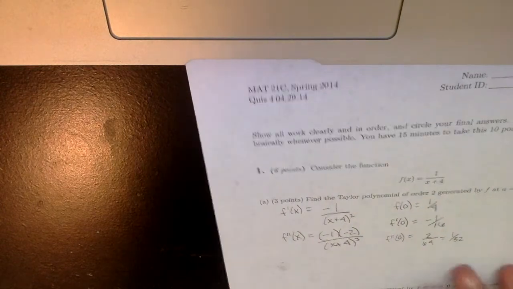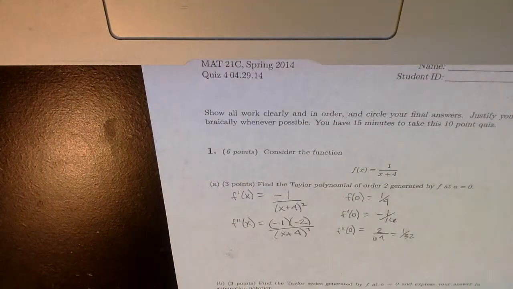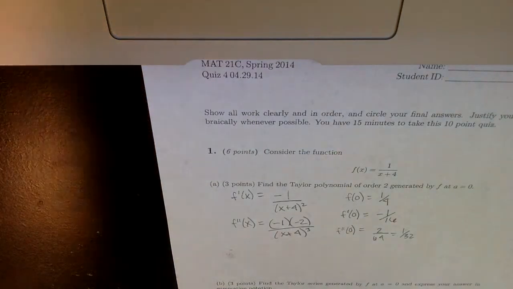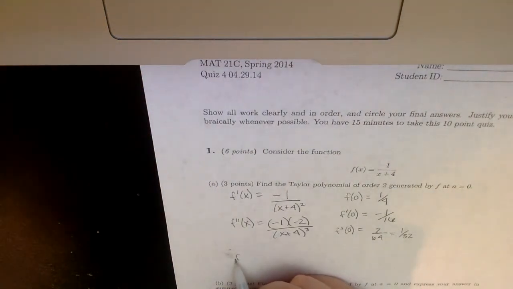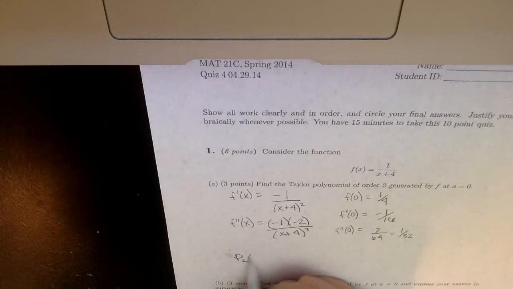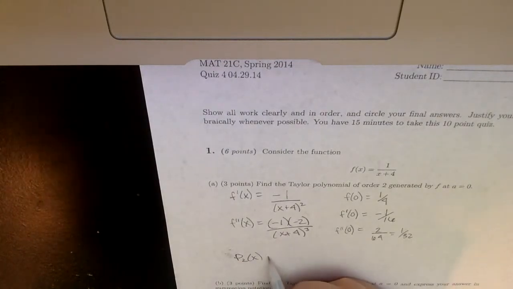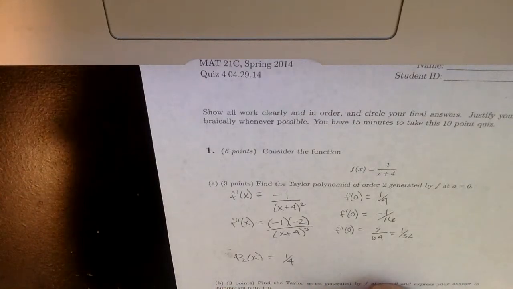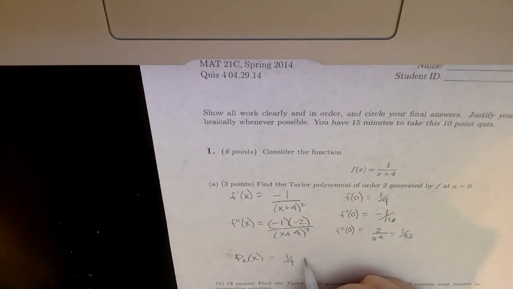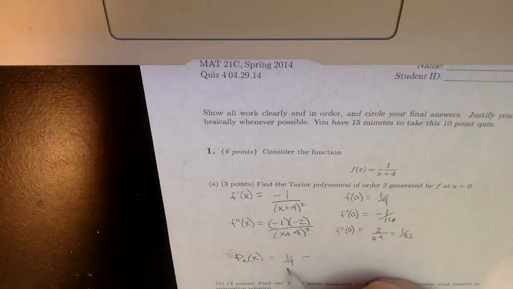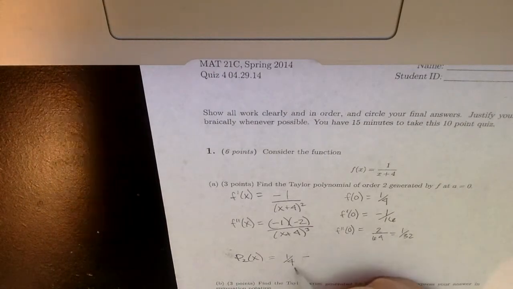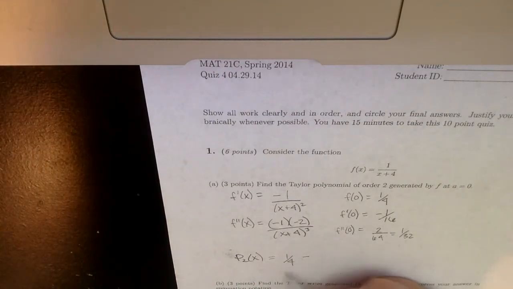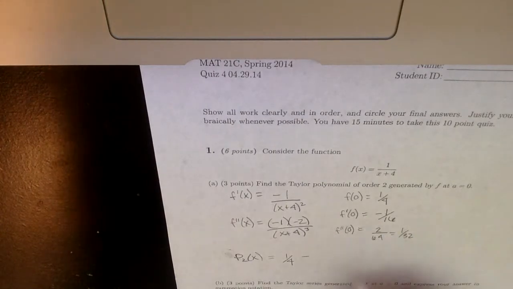Now the Taylor polynomial of order 2 is just the Taylor series truncated after 3 terms. So this is going to be p sub 2 of x, the polynomial of degree 2. The first term is just 1 over 4, and notice that's over 0 factorial times x to the 0. X to the 0 is just 1, 0 factorial is 1, so we just end up with f of 0, which is 1/4.